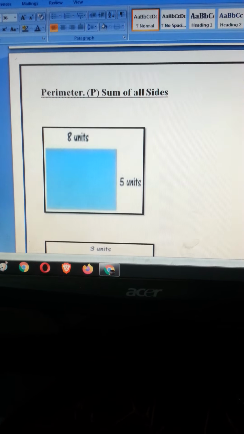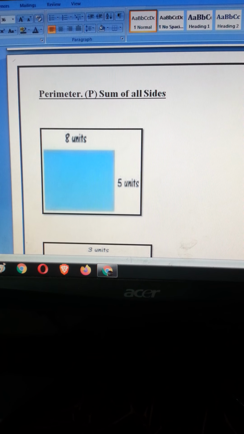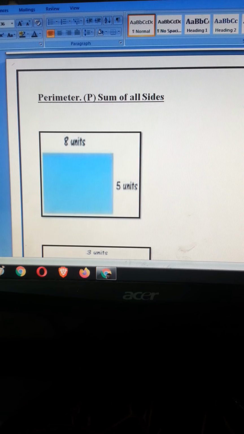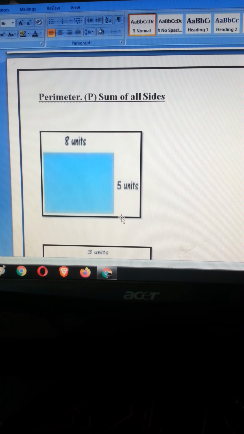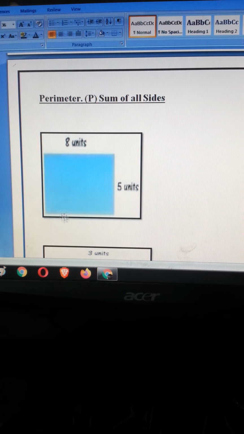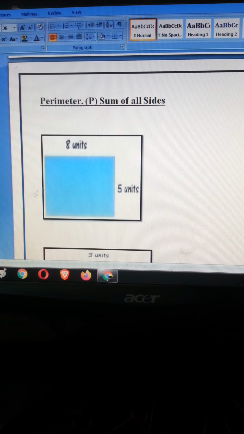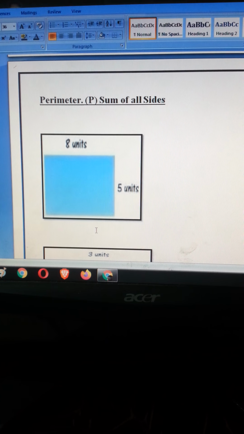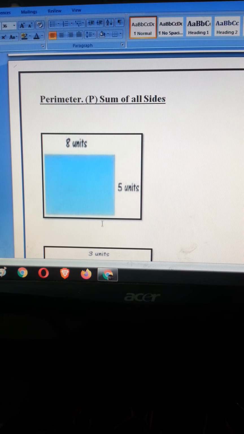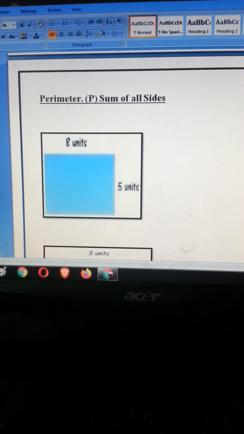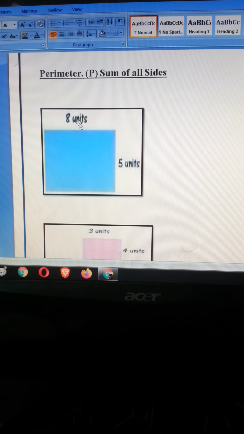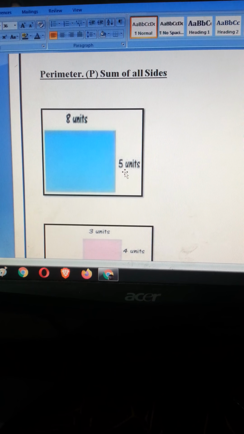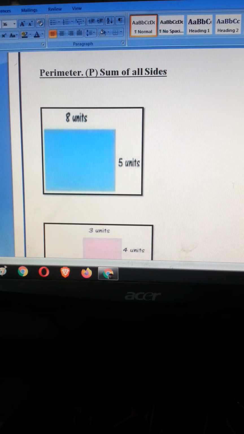As for perimeters, we know that we have to find the sum of all the sides, right? Just do the addition of all the sides. So it will be 8 plus 8 plus 5 plus 5, because in a rectangle opposite sides are equal. So it is a rectangle. Why? Because you can see that the numbers given to you are different from each other.